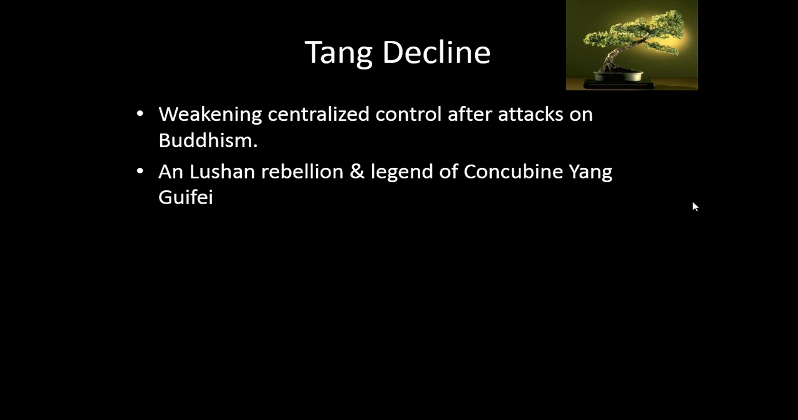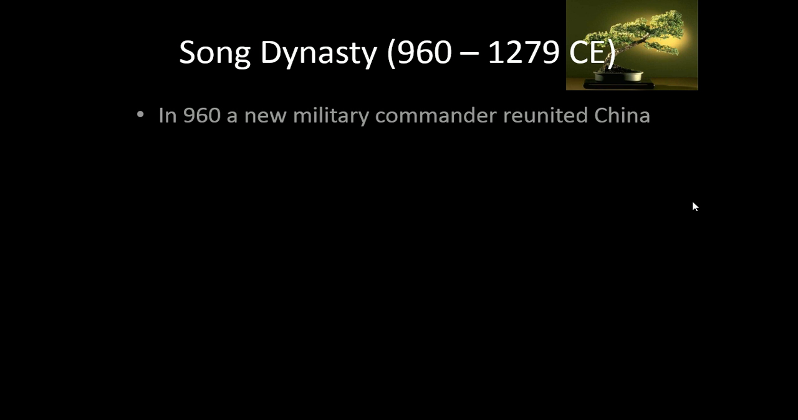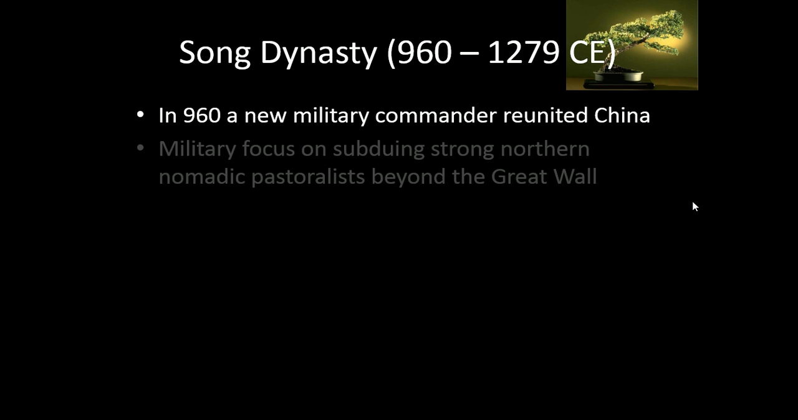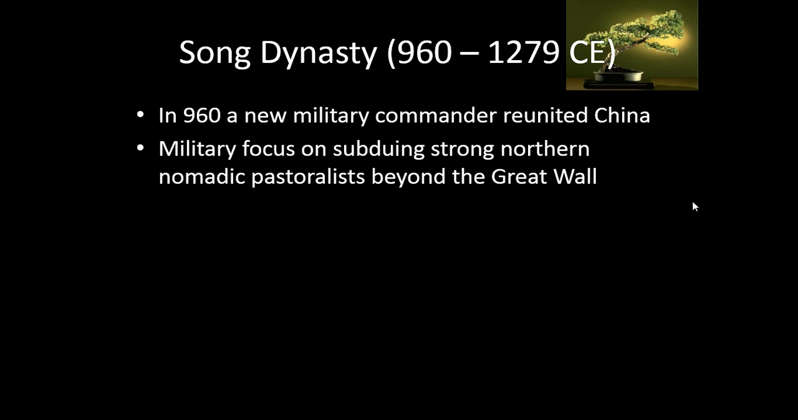The Song Dynasty liked to play that story up a lot more as a moral tale. This is what happens when ladies get too much power. The whole dynasty will collapse. So the Tang Dynasty, central control weakens, and eventually it will fade out. However, very soon afterwards, the Song Dynasty comes into being. A new military commander claims the mandate of heaven, and the Song Dynasty is going to have a very strong focus on dealing with northern nomadic pastoralists beyond the Great Wall.